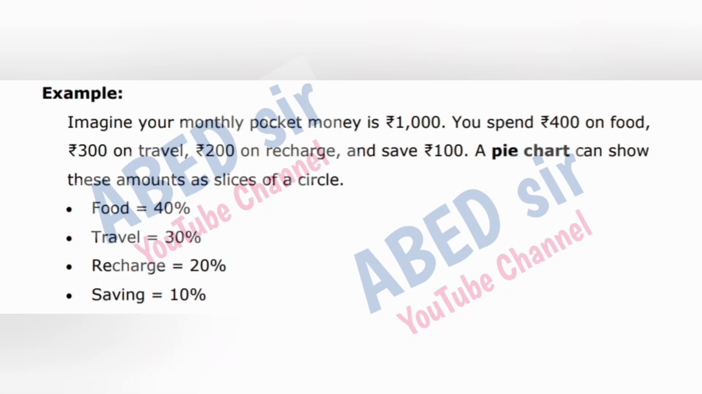Example. Imagine your monthly pocket money is 1000 rupees. You spend 400 rupees on food, 300 rupees on travel, 200 rupees on recharge, and save 100 rupees. A pie chart can show these amounts as slices of a circle. Food equals 40%. Travel equals 30%. Recharge equals 20%. Saving equals 10%.